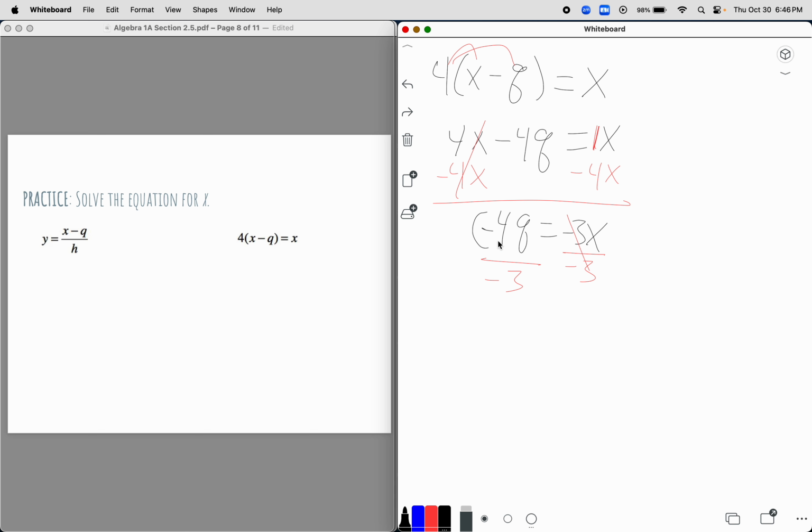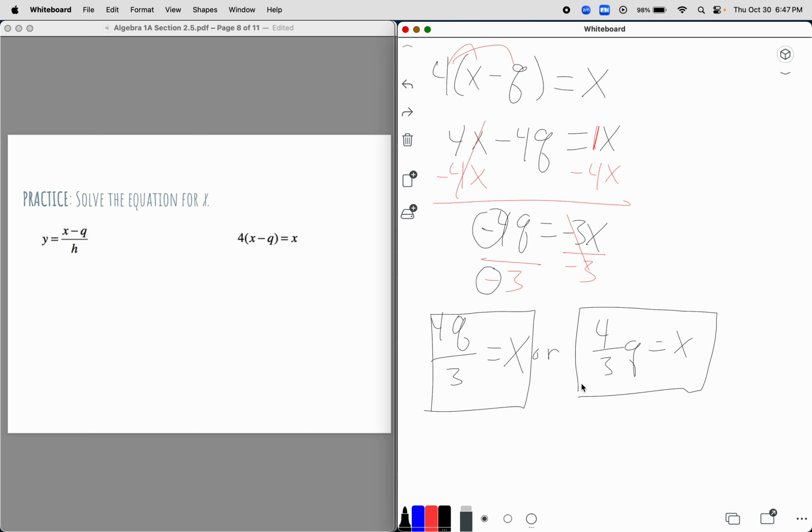Okay. On this side, we have a negative and a negative. A negative divided by a negative is a positive. So we get 4q over 3 is equal to x. Okay, this is one way that you can write it, or you can write it as a fraction times q equals x. These both are legitimate ways of answering that.